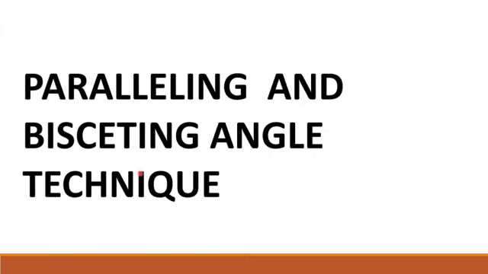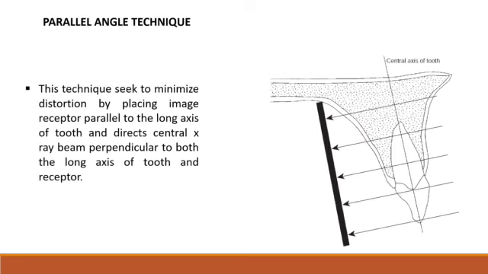Paralleling angle technique and bisecting angle technique. Paralleling angle technique: this technique seeks to minimize the distortion by placing the image receptor parallel to the long axis of the tooth and directing the X-ray beam perpendicular to both the long axis of the teeth and the long axis of the image receptor.